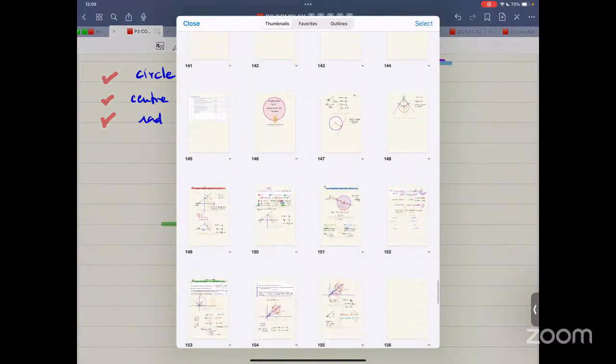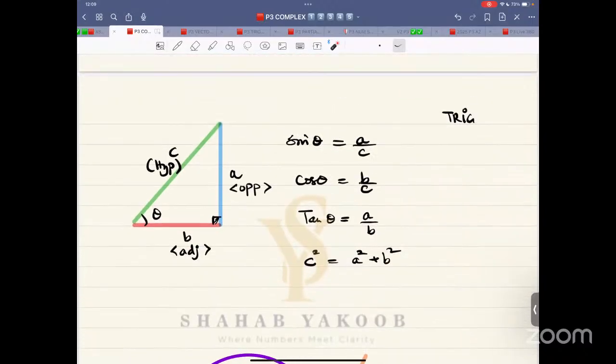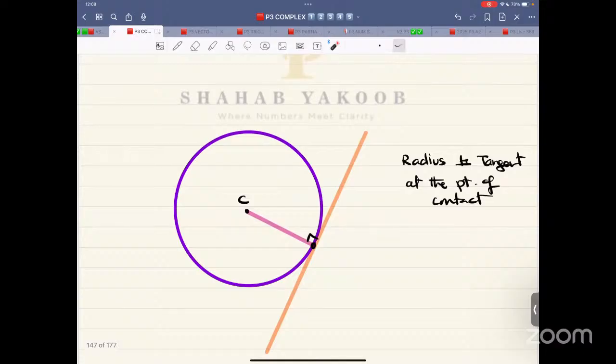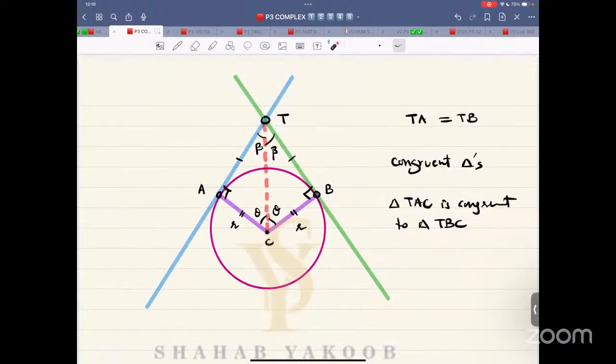Let's focus on greatest least values. Some basic things that need to be taken care of. That is sine, cos, tan, Pythagoras theorem. Of course, sine rule, cosine rule. Radius is perpendicular to tangent at the point of contact. Tangents drawn from an external point to a circle are equal in length.